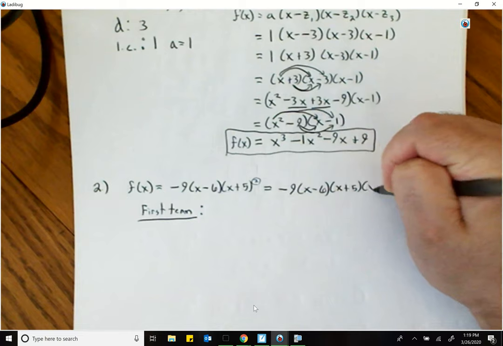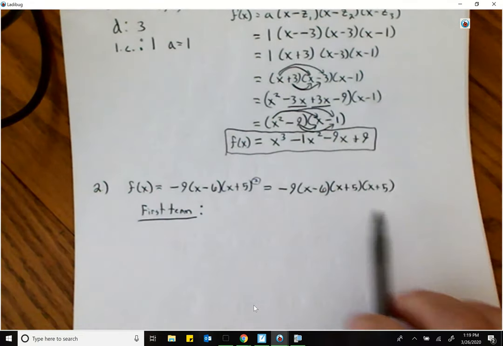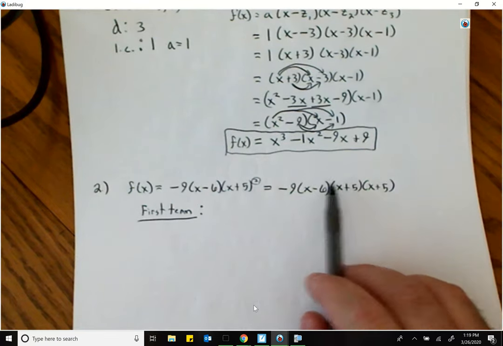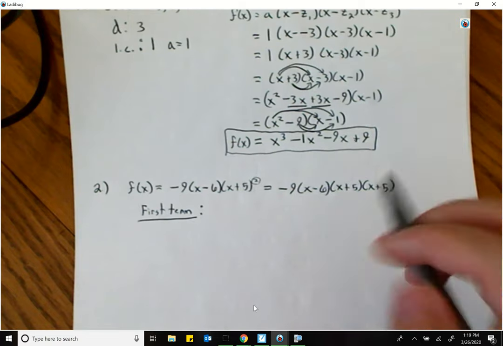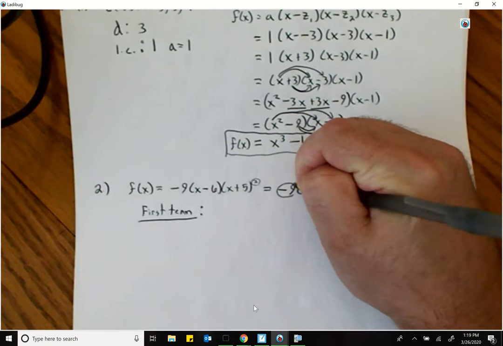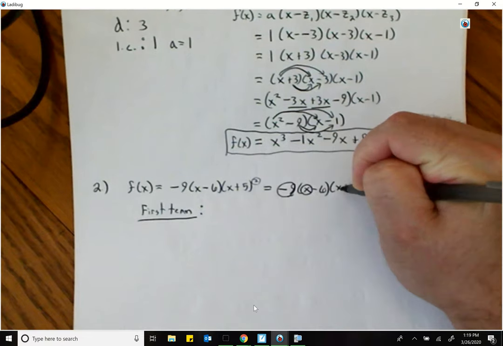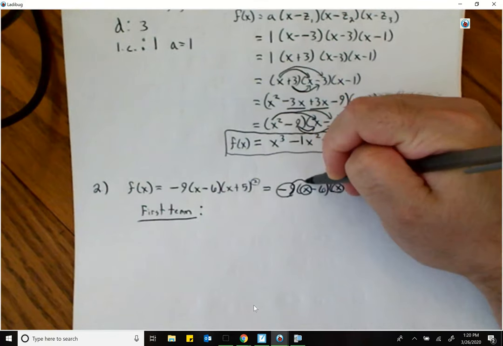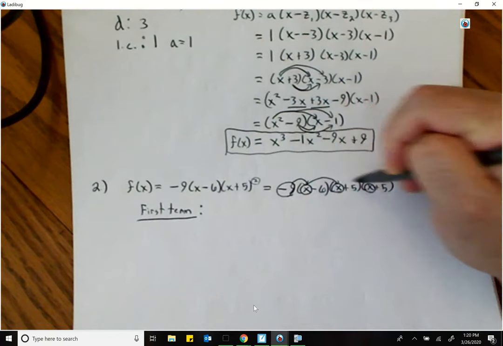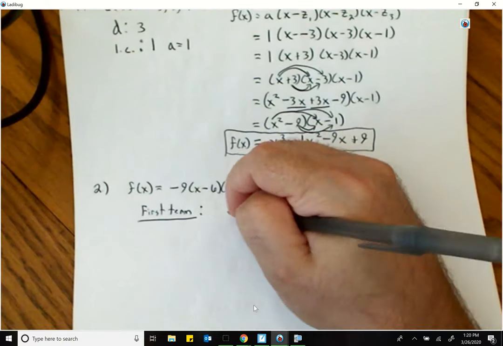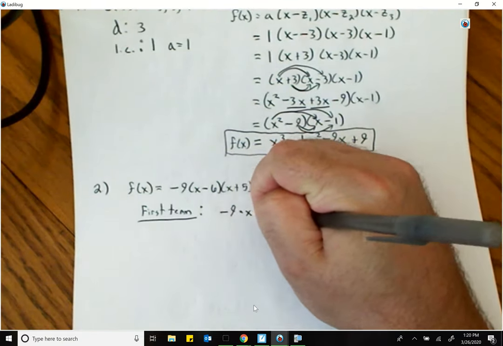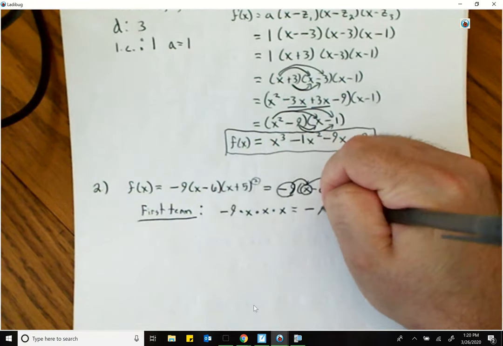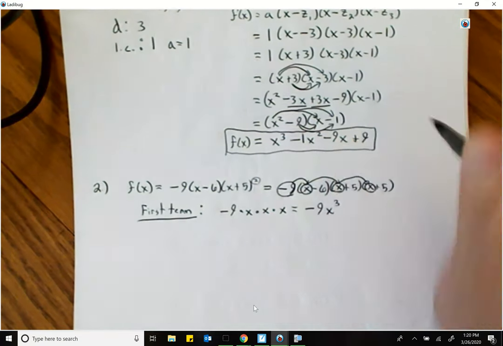So it really looks like this. That's the true polynomial we're working with. They condensed it down by saying that this was squared, but you need to expand those back out. So again, as I said, to find that first term, we're going to take the negative 9 times the first piece in each of those parentheses. So we're going to take negative 9 times x times x times x. Negative 9 times x times x times x. And when you multiply all that together, you get negative 9x cubed.